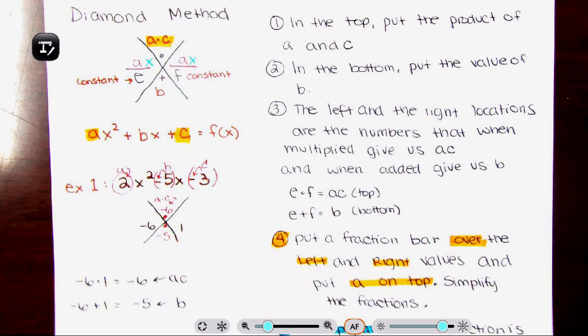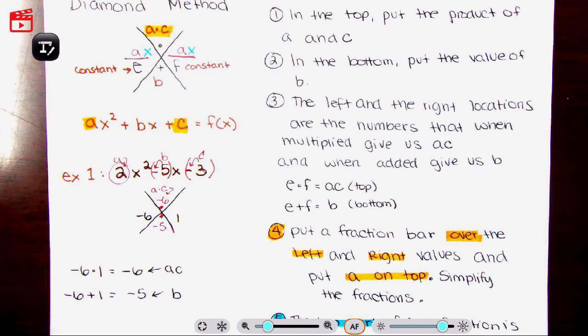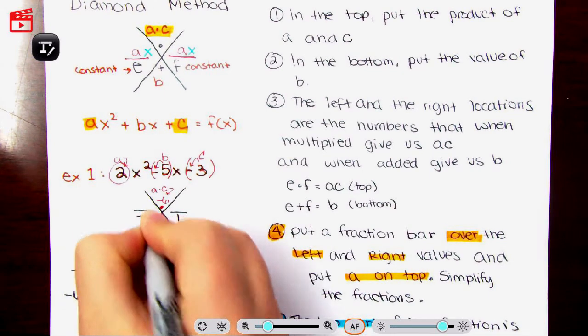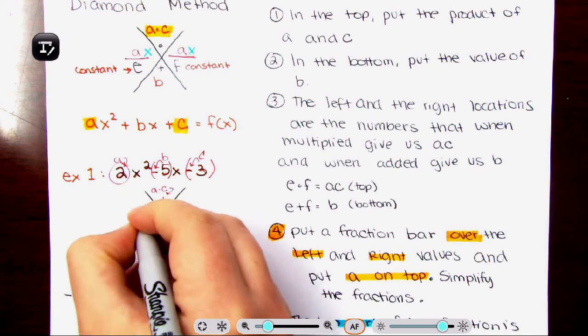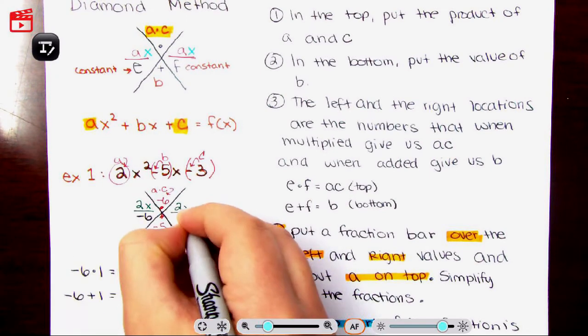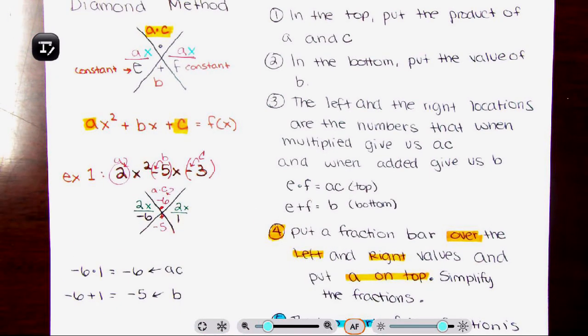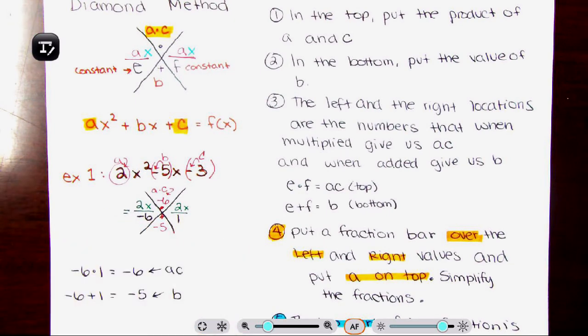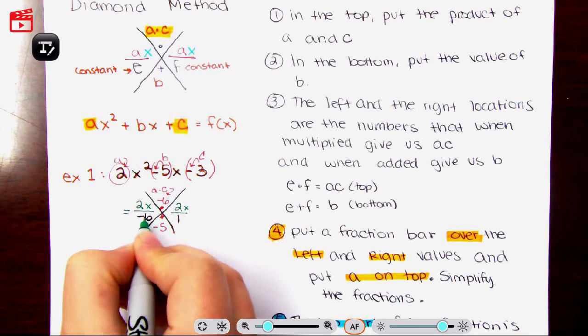Now we're at step number 4 and step number 5, which are super duper important. I can't stress that enough. So what you're going to do is put a bar on top. You're going to write your A value, which is 2. You can even jump ahead and just write 2 with an x, because the top number is going to be your coefficient of the x.